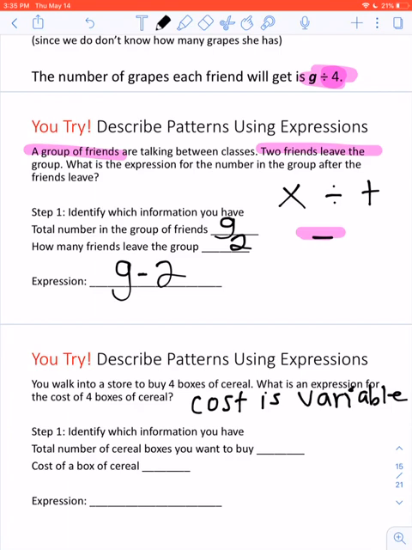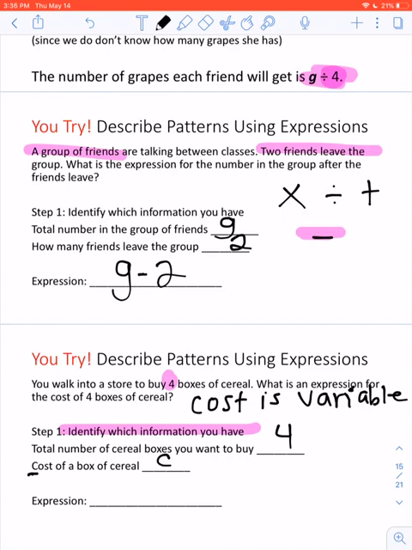So identify which information you do have. That's the first most important thing. Total number of cereal boxes you want to buy. It says in the question, you want to buy 4. Cost of a box of cereal? No idea. They didn't tell us, so that's our variable. I just did C for cost. So expression time.